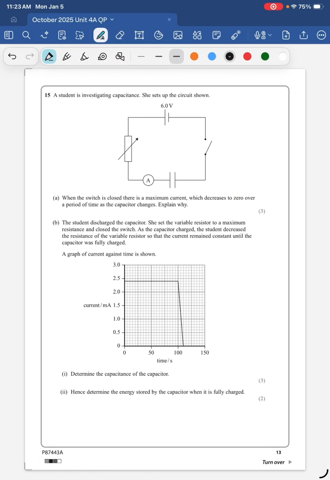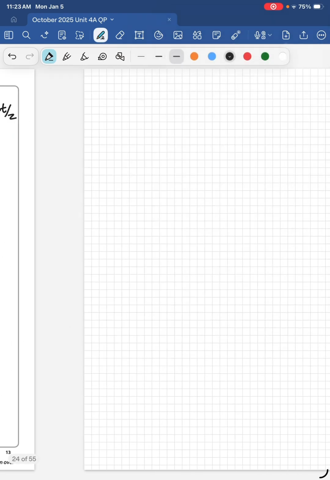A student is investigating capacitance. She sets up the circuit shown below. Question A: when the switch is closed, there is a maximum current which decreases to 0 over a period of time as the capacitor charges. Explain why. Recall that when we charge a capacitor, the current goes like I naught e to the minus t over tau. So indeed it goes to 0, starting from a maximum. So let's explain it.